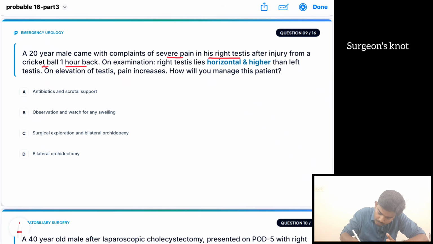Okay, a 20-year-old male came with complaints of severe pain in his right testis after injury from a cricket ball 1 hour back. On examination, right testis lies horizontal and higher than the left testis. On elevation of the testis, pain increases. How will you manage this patient?